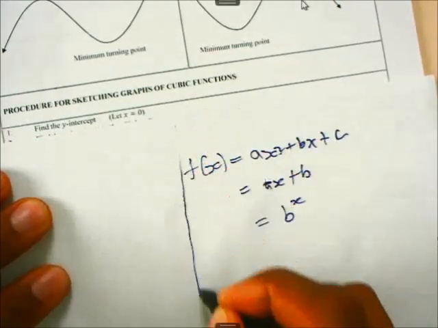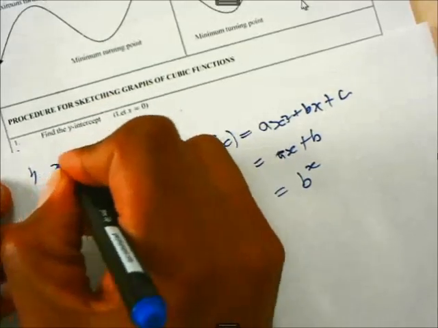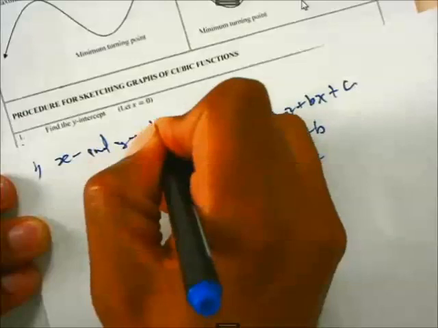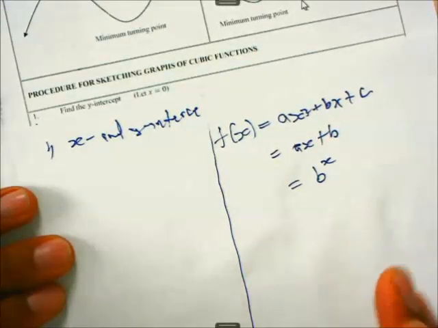You will agree with me that first of all, what we need to determine is the x and y intercepts. That is very important. The x and y intercepts are the first thing that you must look at.